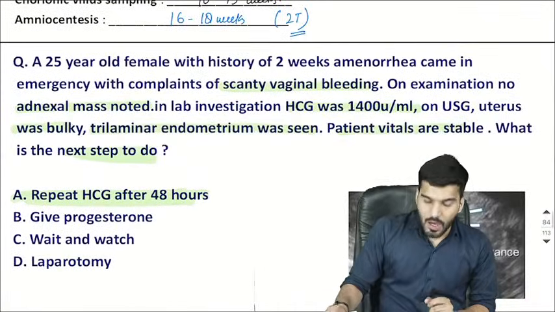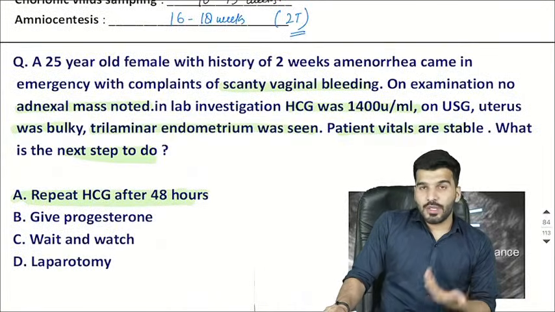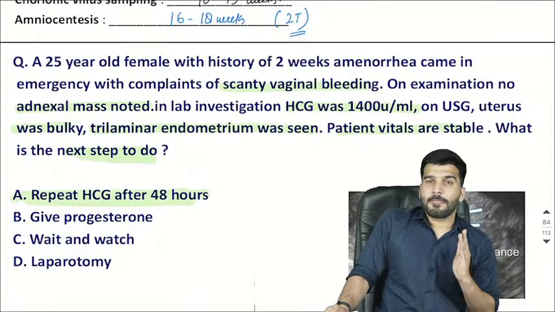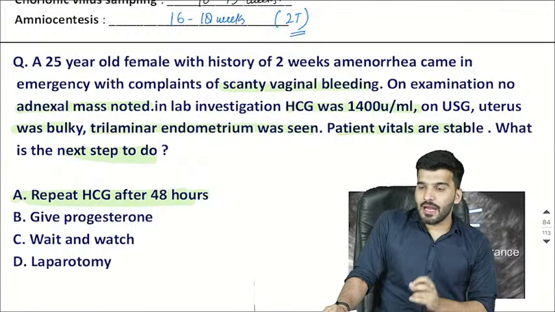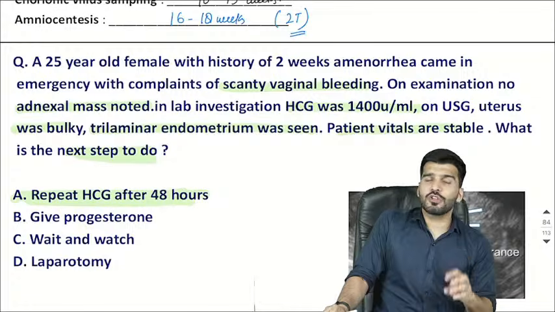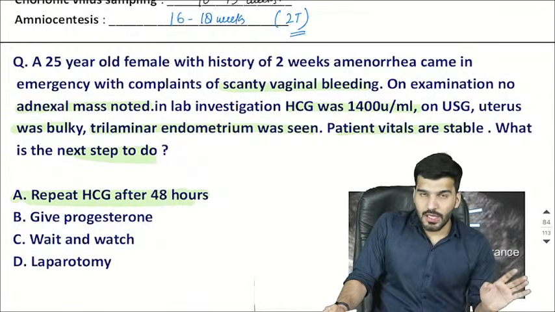Now, sir, after 48 hours, now a female is coming. If the radiological scans are inconclusive, that means you did TAS, you did TVS, and you did not see anything inside the uterus, and you did not see anything inside the tubes as well. Now, what to do next?